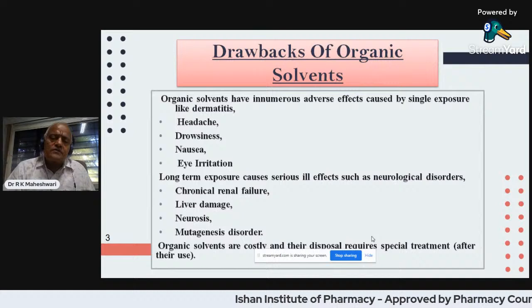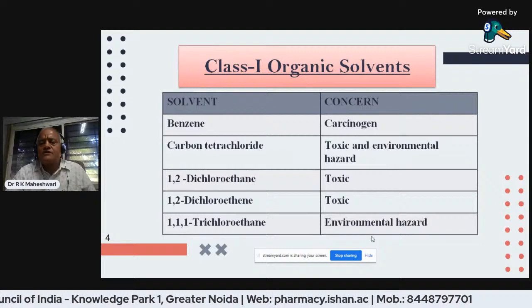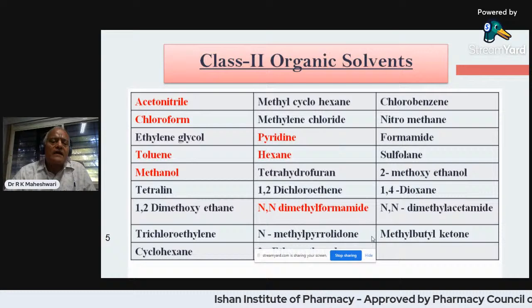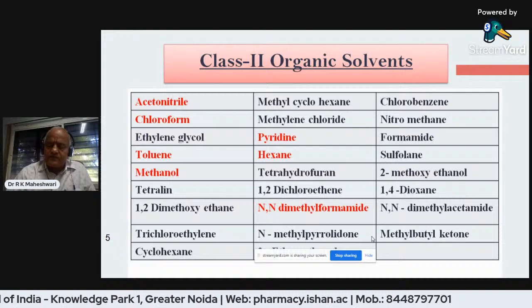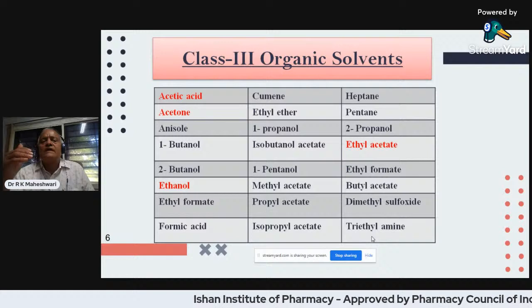Now, some classes of organic solvents should be known to the student. Class 1 organic solvents commonly employed are benzene, which is carcinogenic, carbon tetrachloride, which is toxic and an environmental hazard, and 1,2-dichloroethane, which is also toxic. Class 2 organic solvents include acetonitrile, chloroform, toluene, methanol, pyridine, hexane, N,N-dimethylformamide, etc. They are relatively safer than class 1, but still harmful. Class 3 organic solvents commonly employed are acetic acid, acetone, ethanol, ethyl acetate, etc., and they are relatively safer than class 2 and class 1.